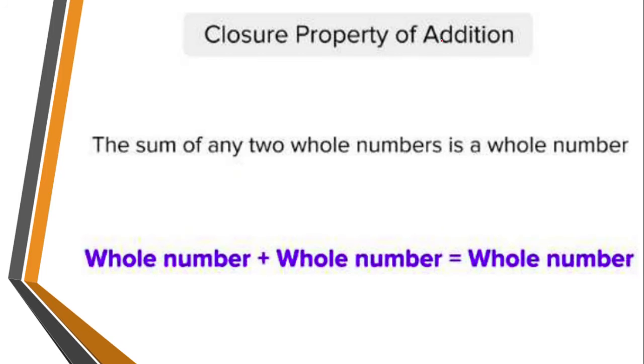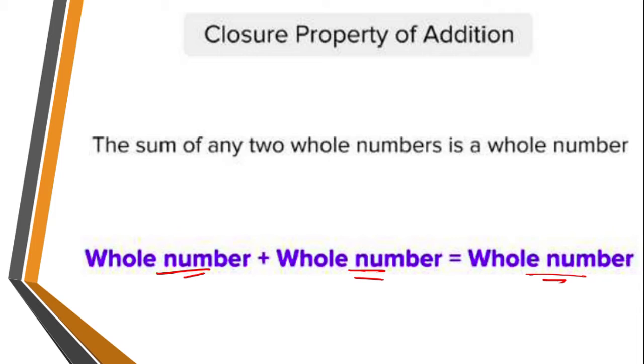So the first operation is addition. So we are going to see closure property of addition. The sum of any two whole numbers is a whole number. So if we add any two whole numbers, the answer is a whole number. So here the operation is add. Now, when two whole numbers are added, the answer will be a whole number.